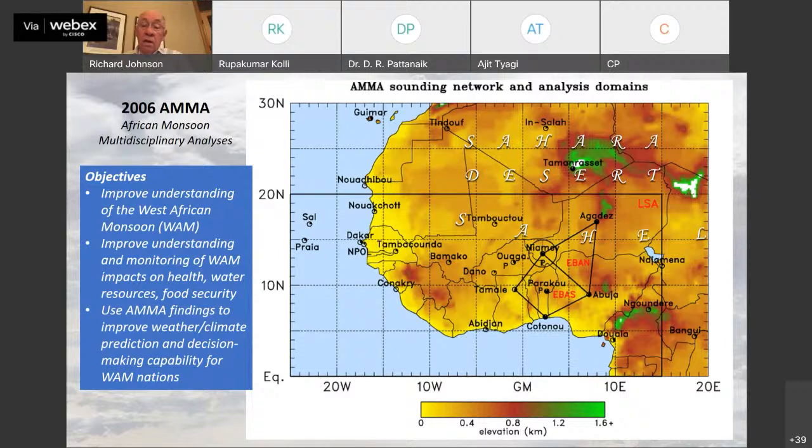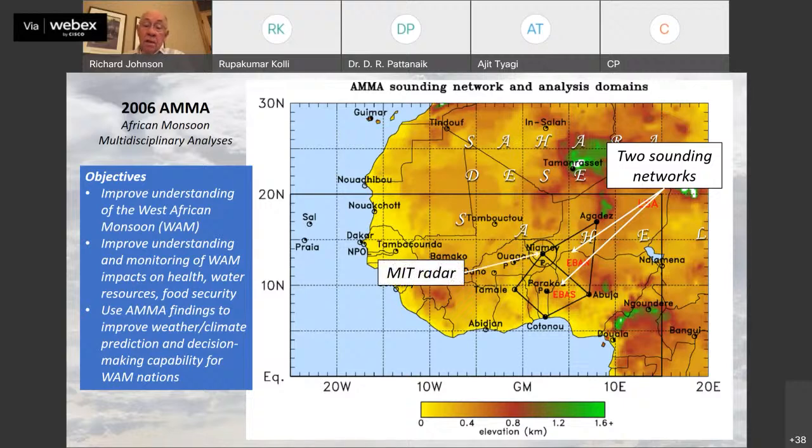There are two sounding networks that were set up there, some with additional sites added, but some using existing sites. And these form a basis for our study. And there's an MIT Doppler radar that was located at Niamey, which sampled these squall lines that move through the region. So that's the focus of the study. Look at these squall lines connected with these African easterly waves.